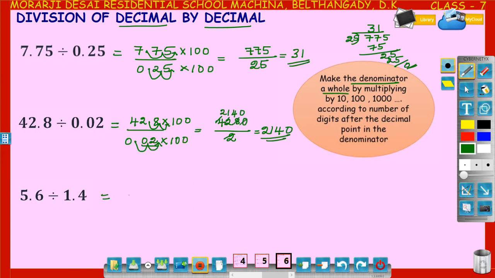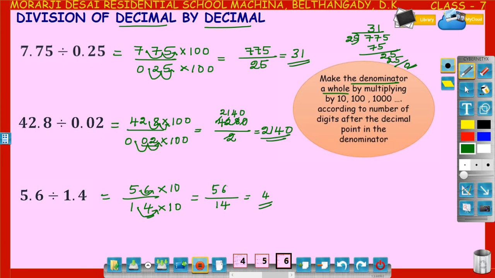Now 5.6 by 1.4. Make the denominator a whole number by multiplying by 10, because there is 1 place after the decimal point. The same number you have to multiply to the numerator also. 1.4 into 10, the point moves 1 step forward. That becomes 14. 5.6 into 10, the point moves 1 step forward, because in 10 there is 1 zero. That becomes 56. 14, how much are 56? 14 4s are 56. So 56 by 14 is equal to 4.